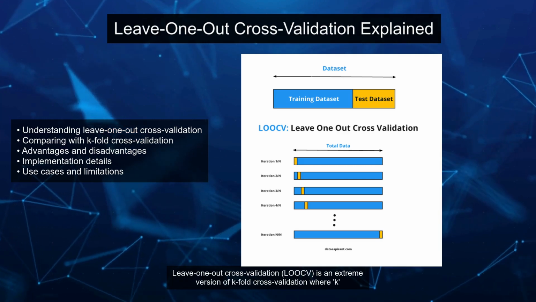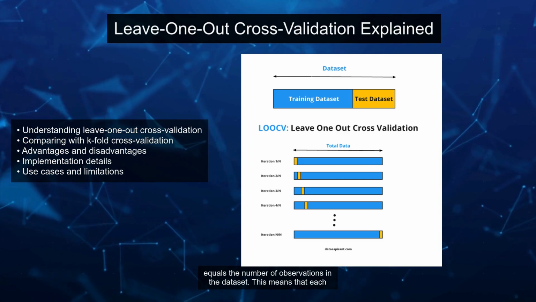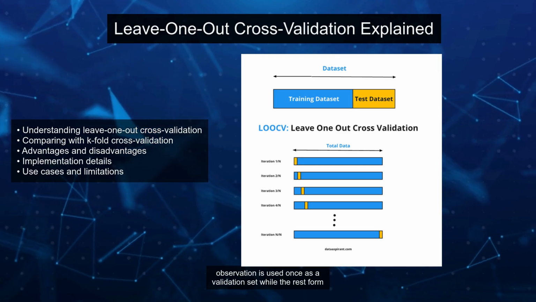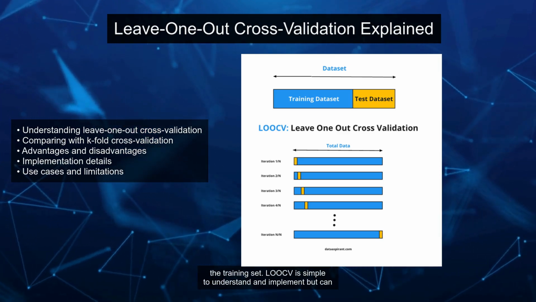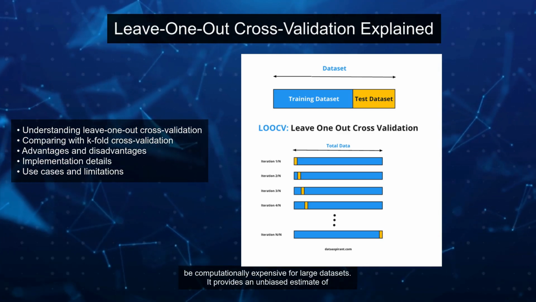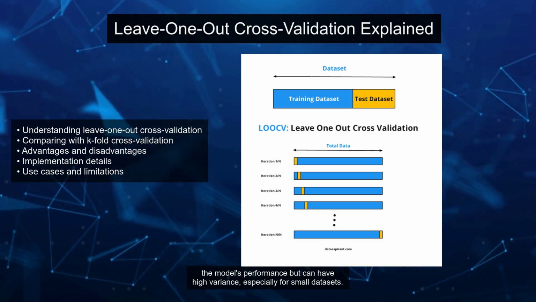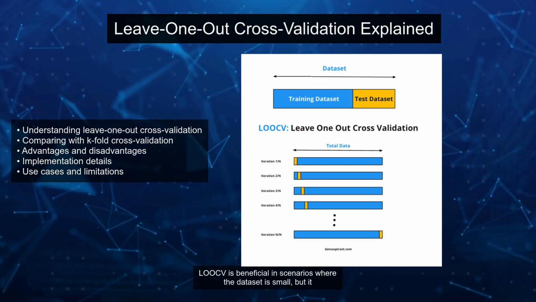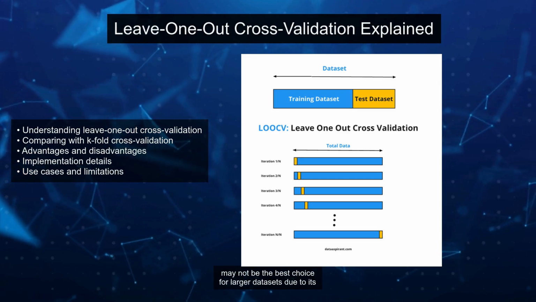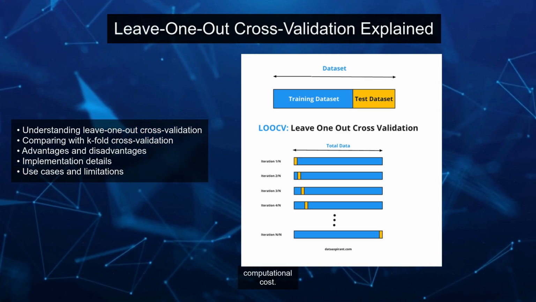Leave one out cross-validation, LOOCV, is an extreme version of K-fold cross-validation where K equals the number of observations in the dataset. This means that each observation is used once as a validation set while the rest form the training set. LOOCV is simple to understand and implement but can be computationally expensive for large datasets. It provides an unbiased estimate of the model's performance but can have high variance, especially for small datasets. LOOCV is beneficial in scenarios where the dataset is small, but it may not be the best choice for larger datasets due to its computational cost.